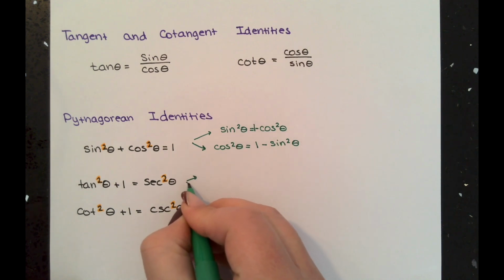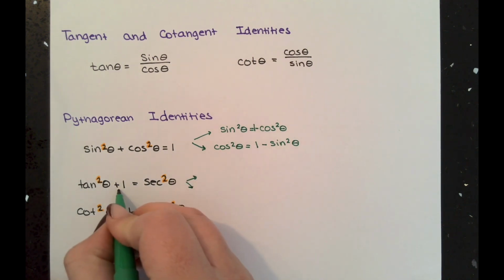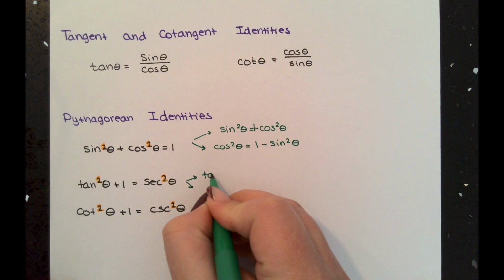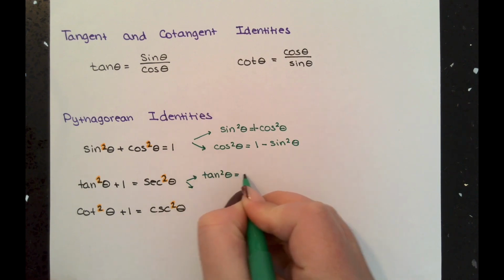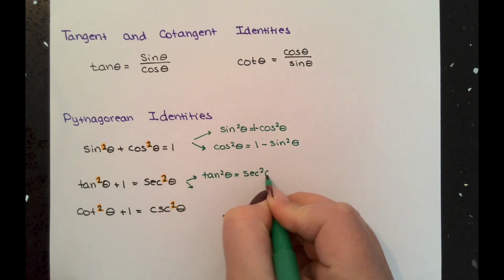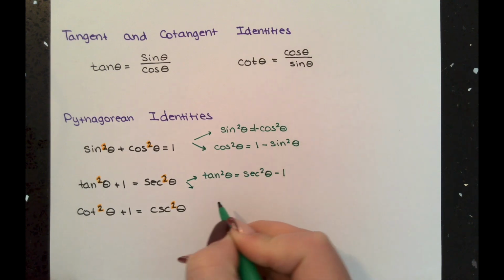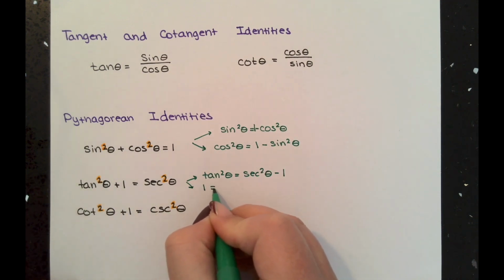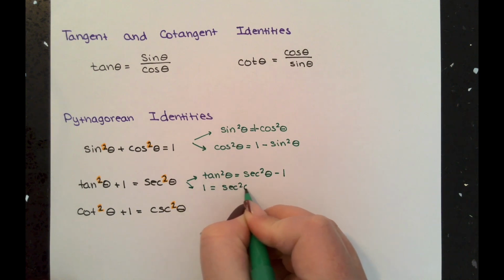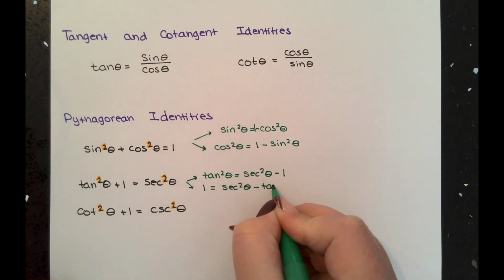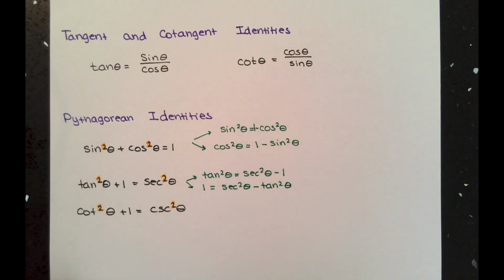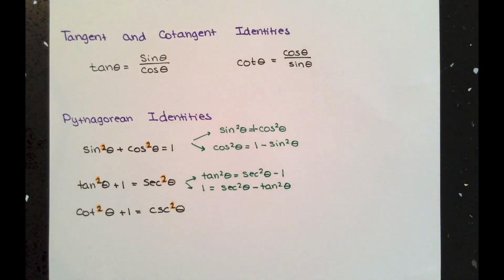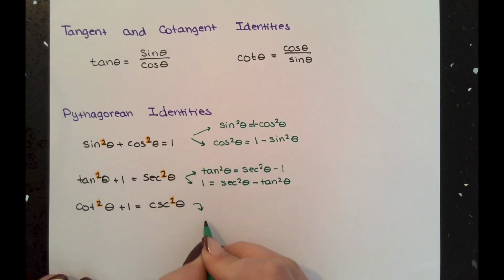Next, we can rearrange this one. I can subtract 1 on this, so we can have tangent squared of theta is equal to secant squared of theta minus 1. We can also subtract tangent and say 1 is equal to secant squared of theta minus tangent squared of theta. And again, order does matter, so you can't put tangent minus secant. That would be wrong.